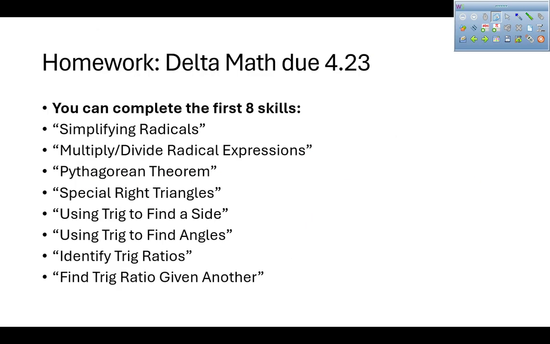All right, so at this point, if you're keeping up to date with the Delta Math, you can do the first 8 skills. Because remember, they're not numbered. So you can do simplifying radicals, multiplying and dividing a radical expression, Pythagorean theorem, special rights, and then all of this is SOHCAHTOA. Using trig to find a side, using trig to find an angle, identify trig ratios, find trig ratios. All of that is the stuff from today. This is going to be due on Thursday night. Okay, so you should have time in class. You've got 10 minutes now. You should have time in class tomorrow and time in class on Thursday to work on that too.